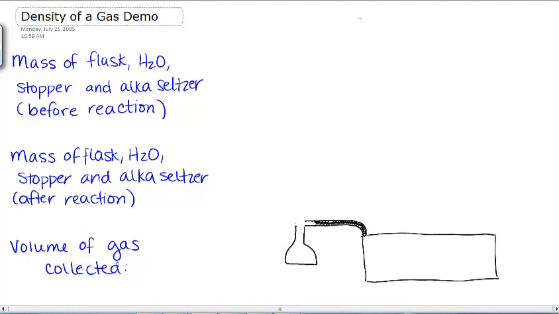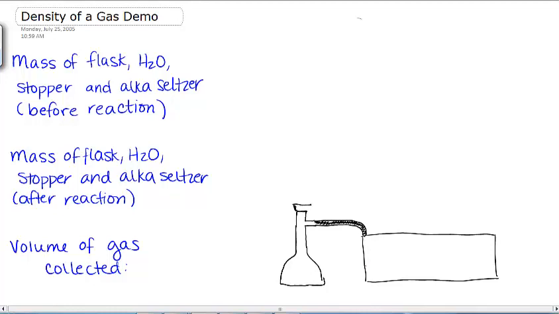So if you look at that very first thing, it says the mass of the flask, water, stopper, and water before the reaction. So I'm actually going to take a mass. I'm going to put the Alka-Seltzer right up here because I don't want it to get in the water. So I'm going to go over to the balance, and I'm going to take a mass of this. You guys write down what I say. I won't remember. Or Kate, maybe you can record it too.